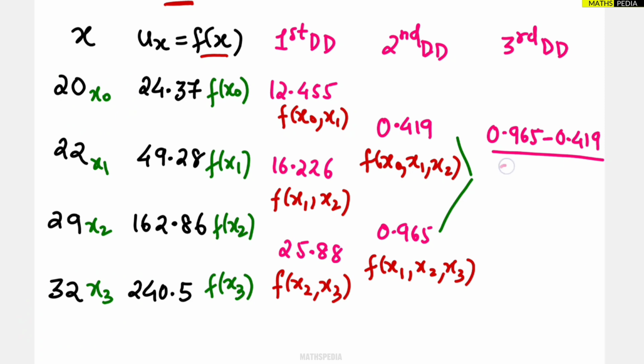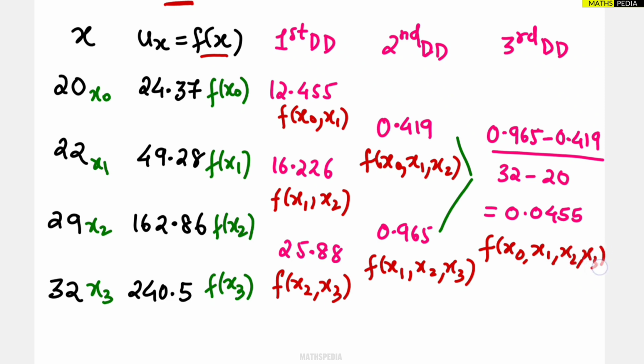So it will be 32 minus 20. Always the lower minus upper, right? So how much you'll be getting? You'll be getting it as 0.0455. Okay, this will be named as what? F of x naught, comma x1, comma x2, comma x3. Okay, because you can see over here x naught, x1, x2 and x1, x2, x3. So all the four variables are being utilized. So this is done. Last value we have got. Further I cannot go because there is no difference. For difference, two values should be there, right?